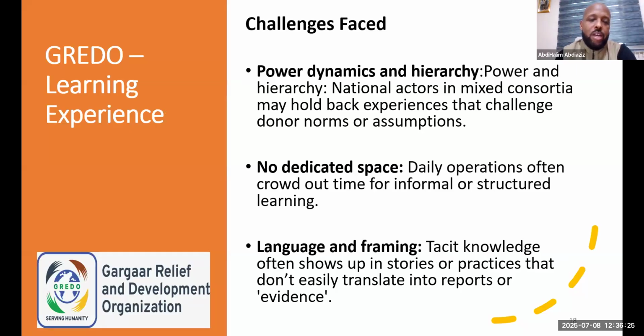Challenges. Actually, everything has challenges. During the tacit knowledge work, we realized we may have some challenges: power dynamics, lack of dedicated space, as well as language and framing. Power dynamics and hierarchy among national actors in mixed consortia can embed experiences that challenge donor norms or assumptions, while daily operational demands often restrict the time available for informal or structured learning. Additionally, tacit knowledge often surfaces in histories or practices that are challenging to convert into formal reports or evidence.